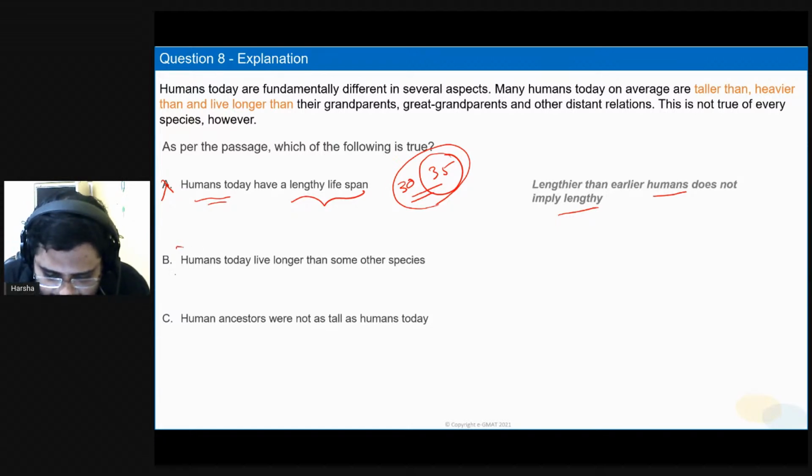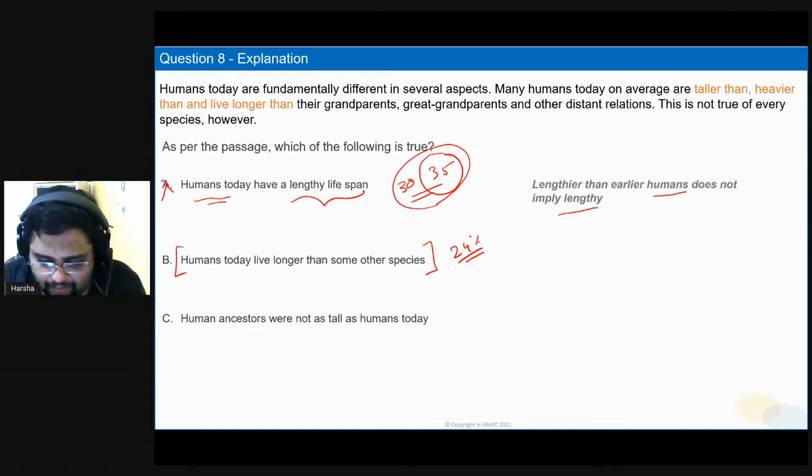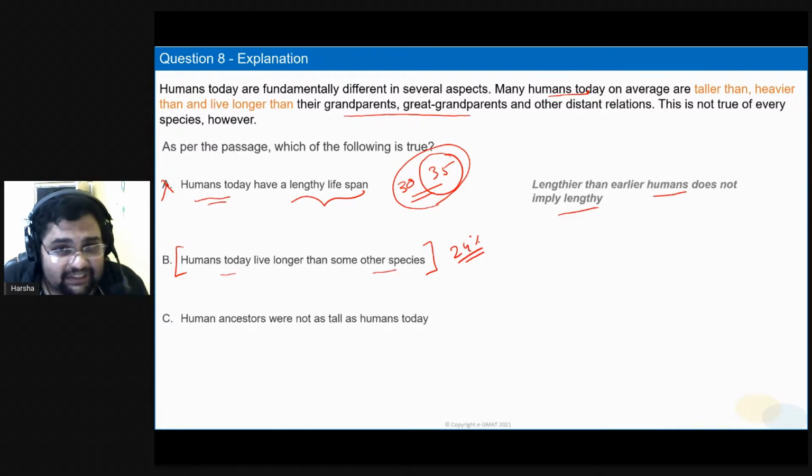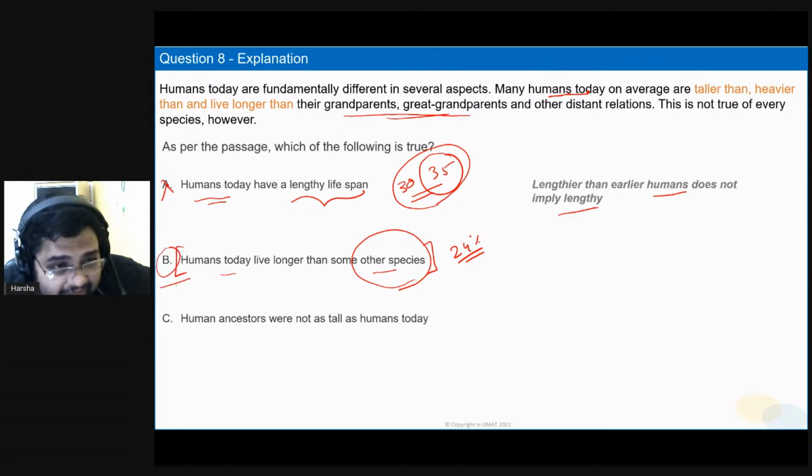Option B, if you fell for option B, as did around 24% to 25% of the class, you fell for the trap of not figuring out what is the comparison. Humans today are being compared with human ancestors, their grandparents. The comparison in the passage is not between humans versus other species. Where did you get this other species from? How do you know humans today live longer than other species? That's not something you know, right? The passage does not tell you about that. The comparison given in the passage is humans today versus humans, say, yesterday. It's as simple as that. Rather, ancestral humans. For those of you who chose option B, I hope this is very, very clear.